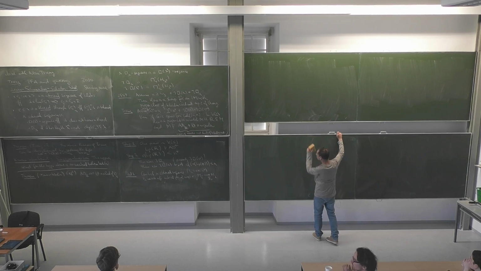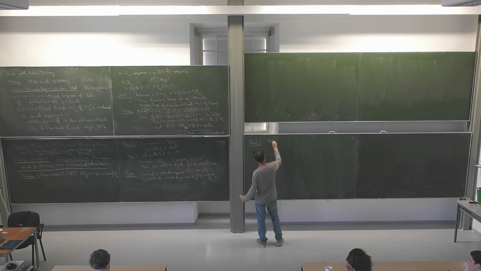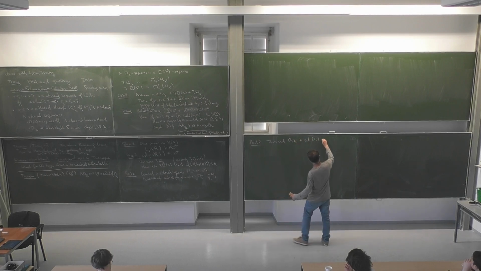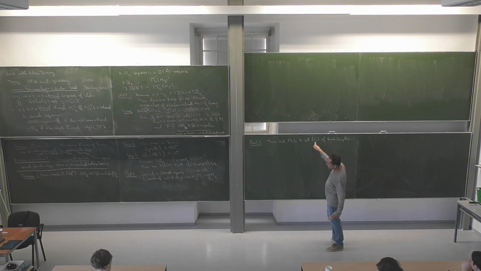And when you have that, then part 2, thin out B alpha to get C alpha of short lengths. Yeah, so this would have done short lengths.